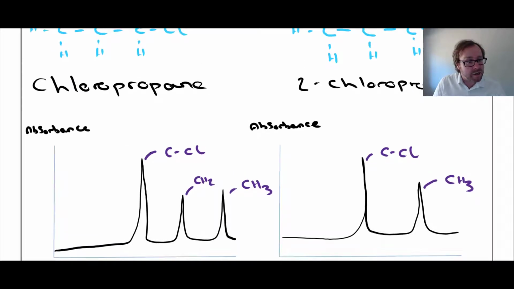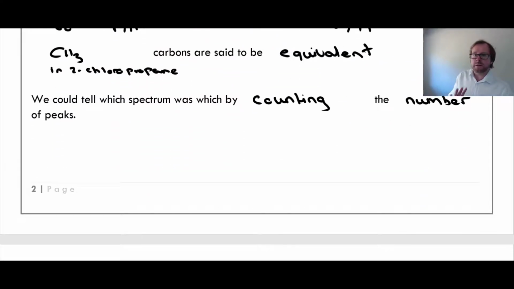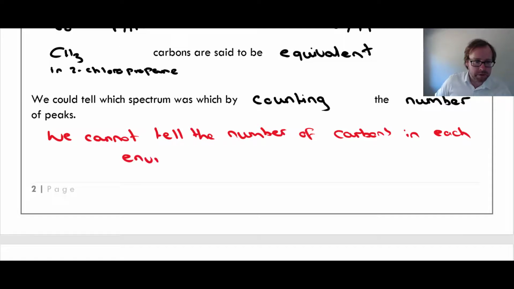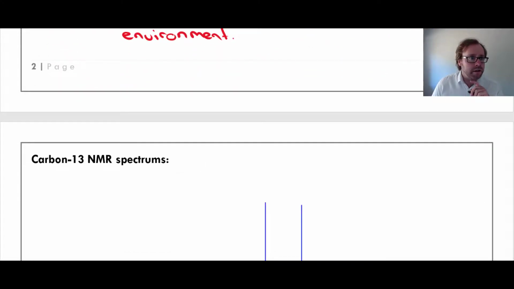And there is something important that I would like to say. Our axes are absorbance and parts per million, so this chemical shift down here. But we cannot tell the number of carbons in each environment. We can only tell the different number of carbon environments and the type of carbon environments. Okay, so moving on. I think this will become more self-explanatory as we keep practicing with these.